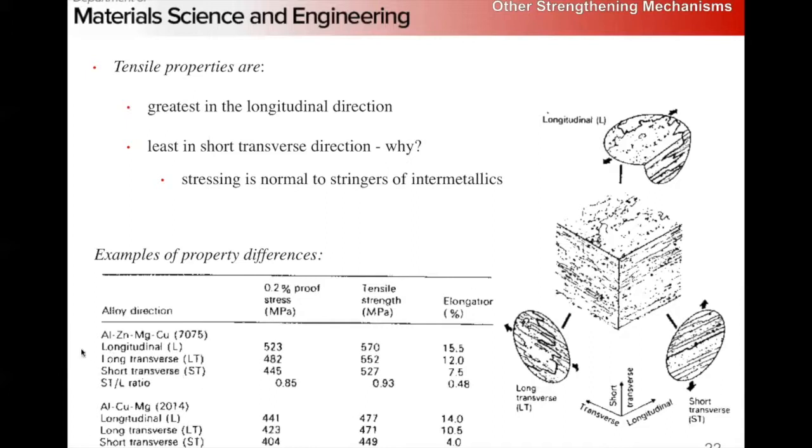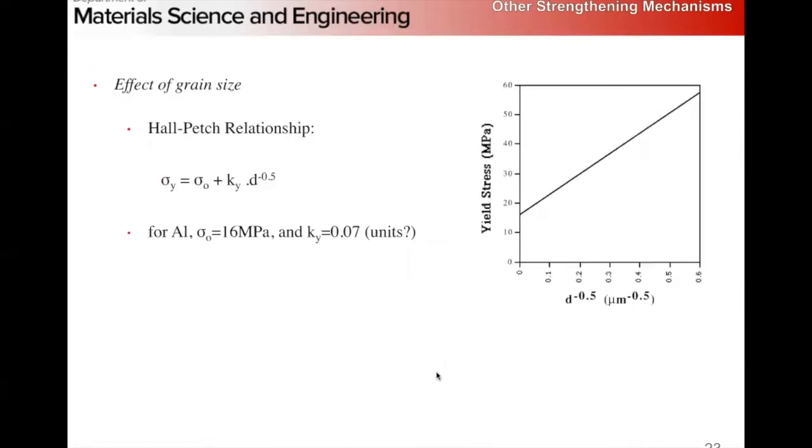And just an example of the properties: 7075, right? An aluminum, zinc, magnesium, copper alloy. The yield stress longitudinal is 50 to 75 MPa higher than in the short transverse direction, right? The ductility is reduced by a factor of 2 along the transverse direction and the short direction, okay?